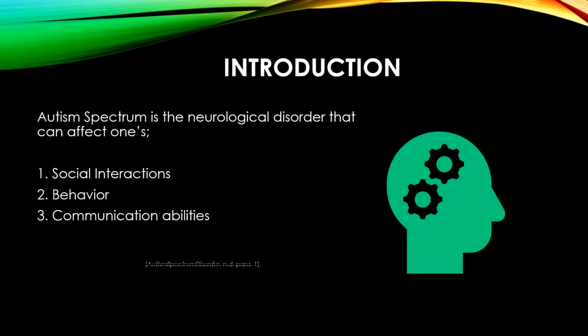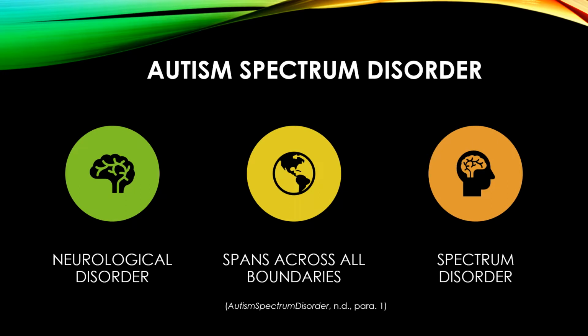Autism spectrum disorder is also known as ASD. ASD is defined as a neurological disorder that can affect a person's way of behavior, social interaction, and communication. ASD spans across all boundaries. This means that ASD crosses all cultural, ethnic, and geographical boundaries. A child can be anywhere in the world and be diagnosed with ASD. ASD is also classified as a spectrum disorder, which means that people with ASD experience different difficulties depending on where they fall on the ASD spectrum.